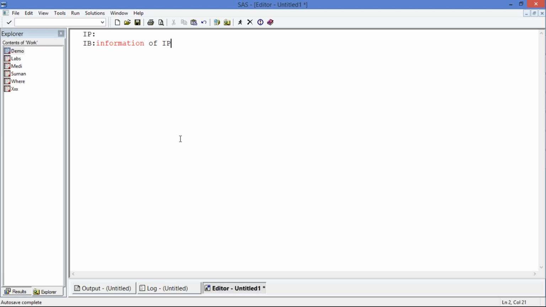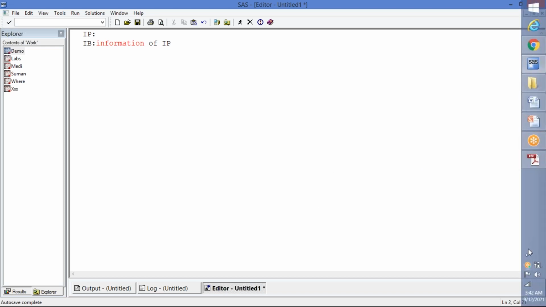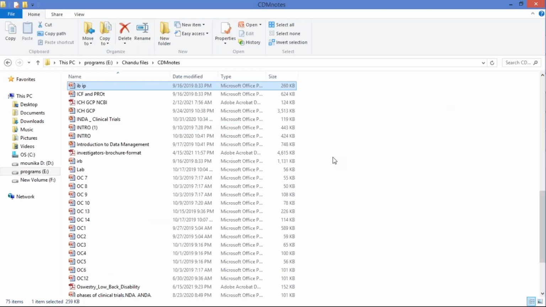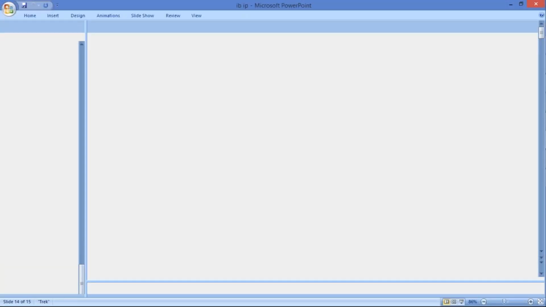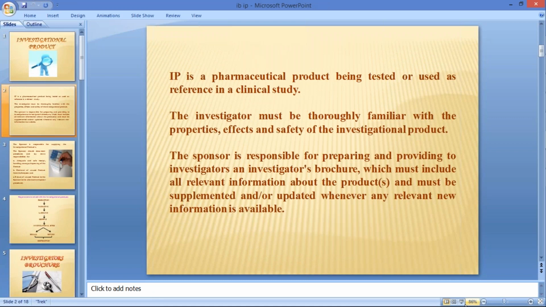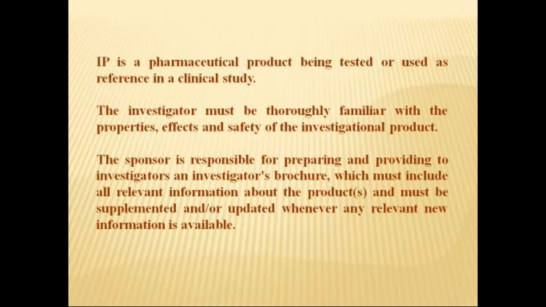So IP, a compilation of both the data. IP consists of all the information, so you can see here. I'm just opening the IB directly. So both are explained here, IP and IB. IP is the reference product. All the pharma companies or others being tested use it as a reference in the clinical study.